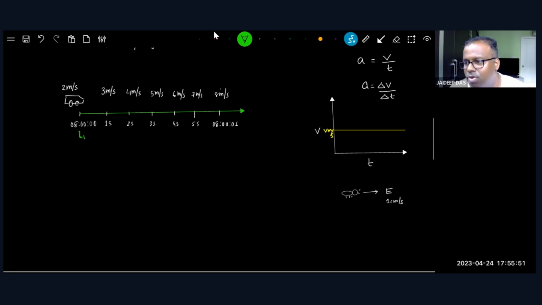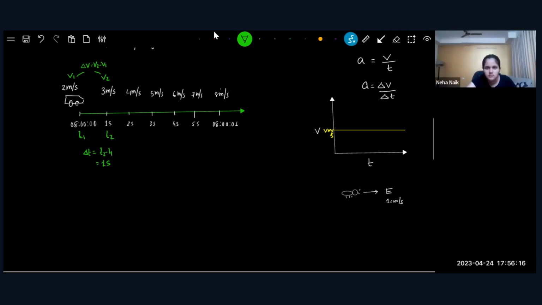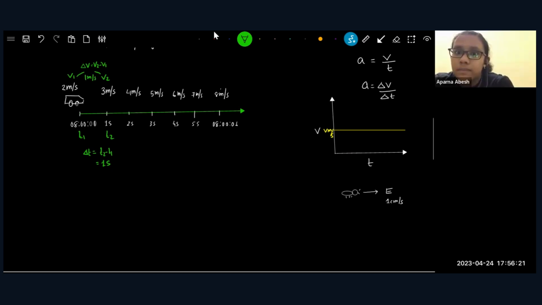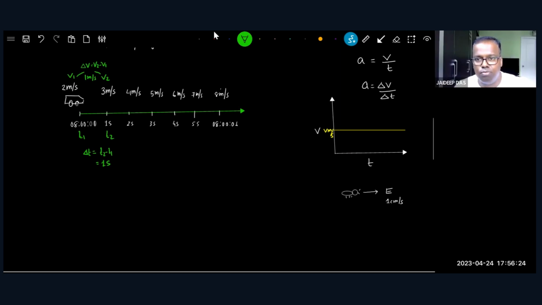Let's take this as T1. Let's take this as T2. Can you tell me what is the delta T here? Sir, delta T is T2 minus T1. How much is the value? 1 second. Let me take this as V1, and let me take this as V2. Can you calculate what is delta V between these two? What is the delta V? Participate, V2 minus V1. So what should be the velocity change here? Delta V is 1 meter per second. Every second the velocity is getting added up, my dear.